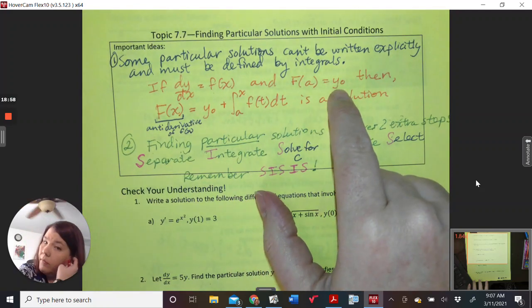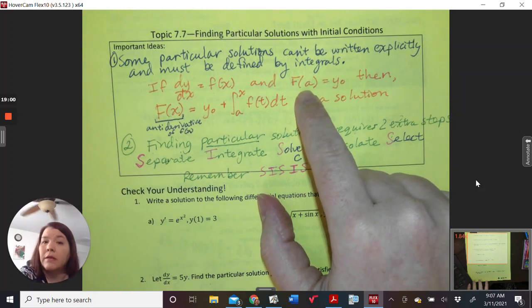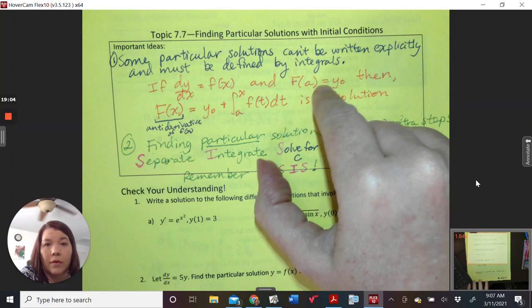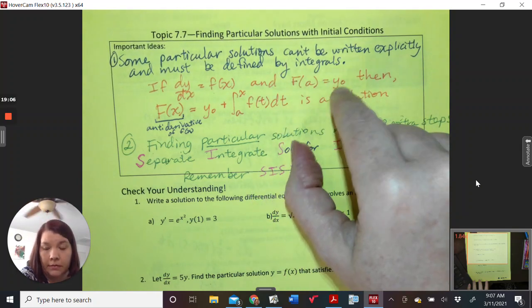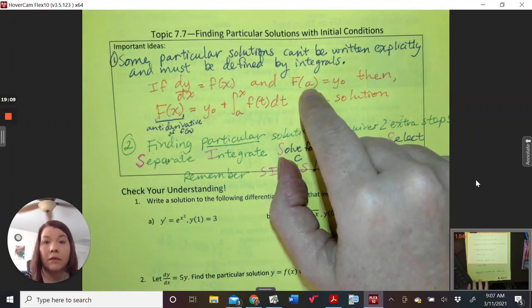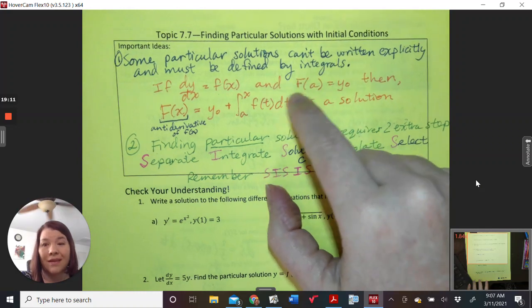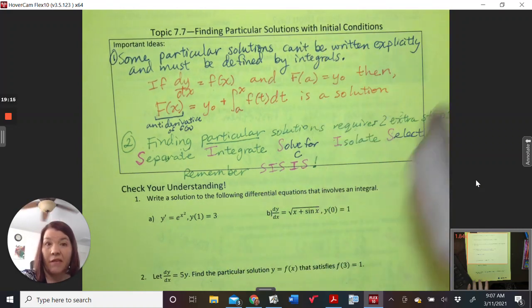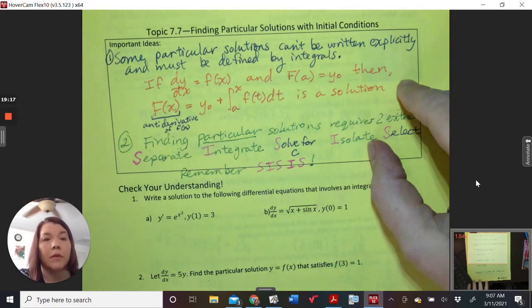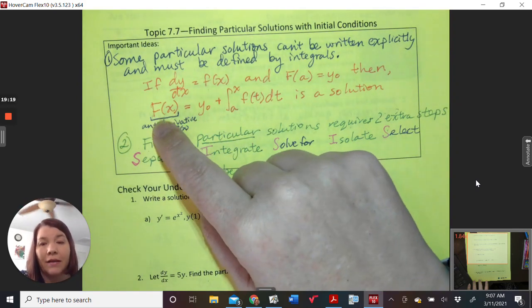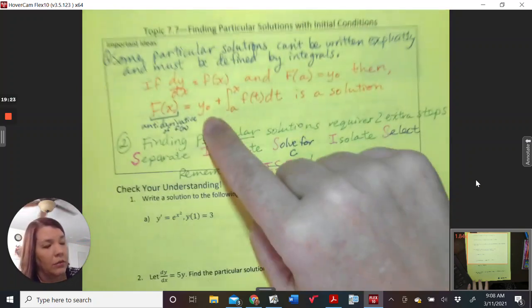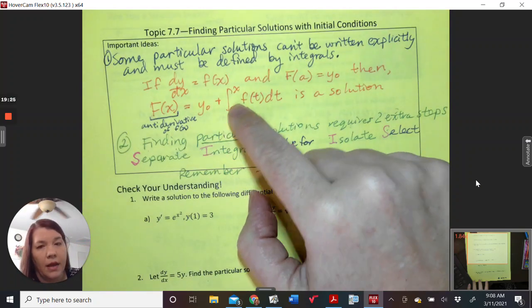We have some context. In our case, at time 0, when we start counting sea lions, there were 500. In this case, just random numbers and letters. Then F of x, capital F of x, which is the antiderivative of lowercase f of x, is equal to y sub 0 plus the integral from a to x of f of t dt is a solution. And that's when it says, write me the solution but don't solve. That's where we're at.